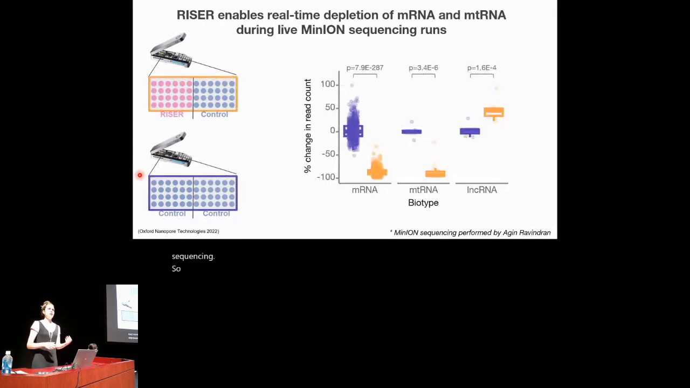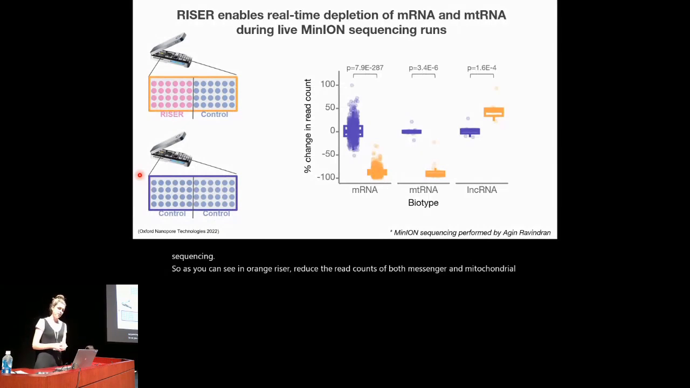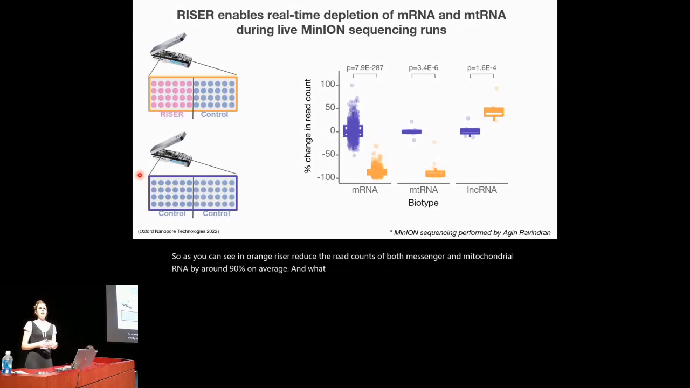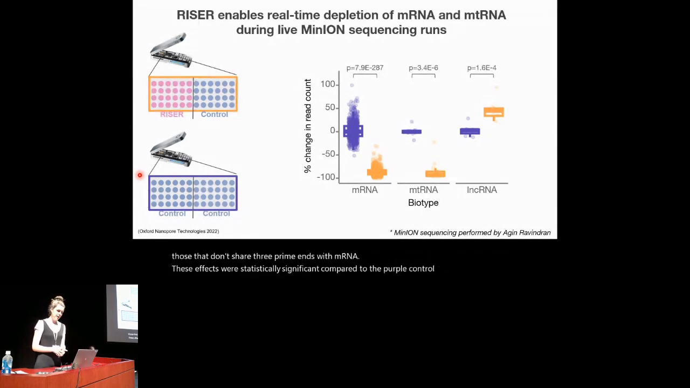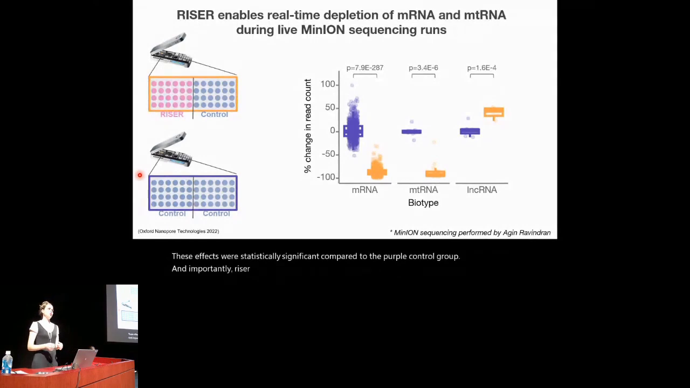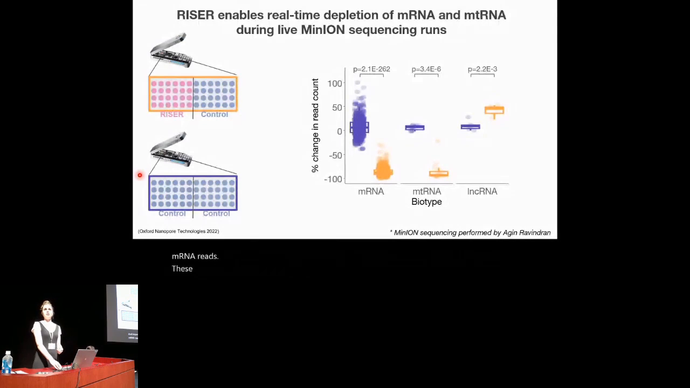So as you can see in orange, RISA reduced the read counts of both messenger and mitochondrial RNA by around 90% on average. And what we found interesting was that as a result of this depletion, it allowed lncRNAs to be increased by around 50% on average. This was considering those that don't share 3' ends with mRNA. These effects were statistically significant compared to the purple control group. And importantly, RISA mistakenly accepted only 1% of mitochondrial RNA reads and 5% of mRNA reads. These results were also recapitulated when we considered a second control experiment.